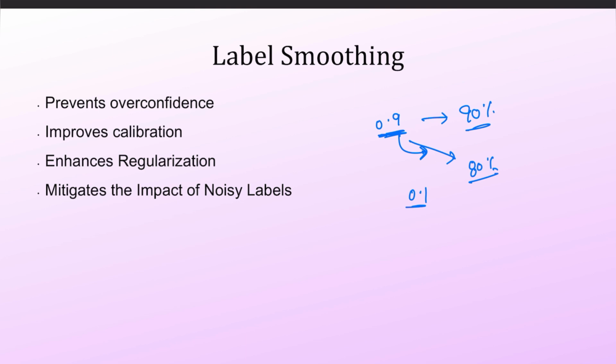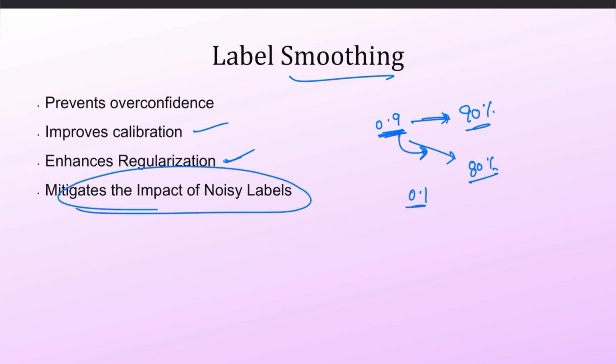By using label smoothing, we can actually improve the calibration. So that means if a model says 0.9, we are sure that it is 90% confident. Also, it enhances the regularization. It mitigates or reduces the impact of noisy labels. Suppose you have one mistake in the labeling. It is actually a cat, but you gave it as a dog.